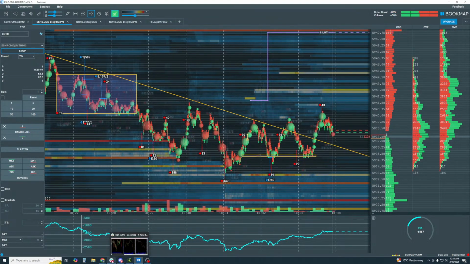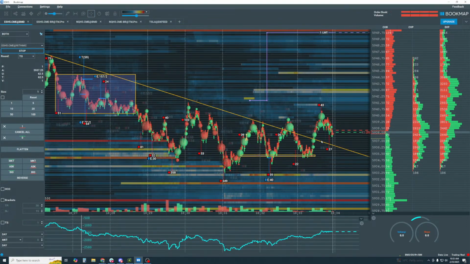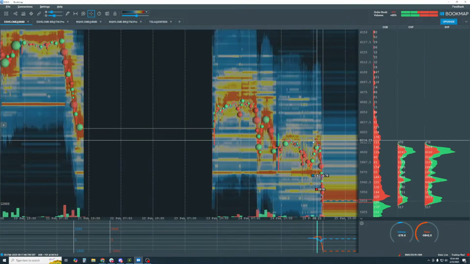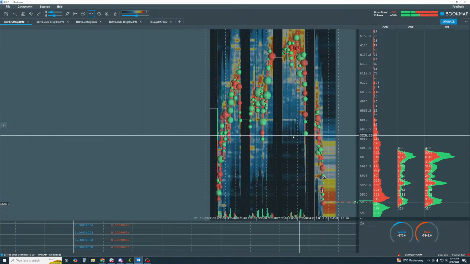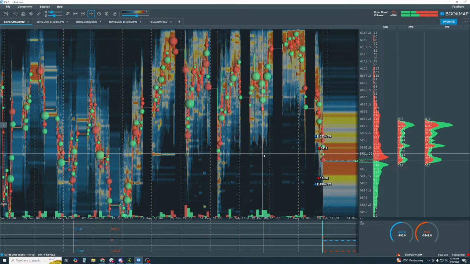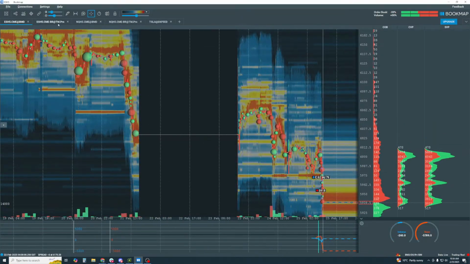Let's also jump back at our higher time frame here. Now, this is what we're looking for, that swing down here. So we got that. Now we want to see if we get continuation or not.